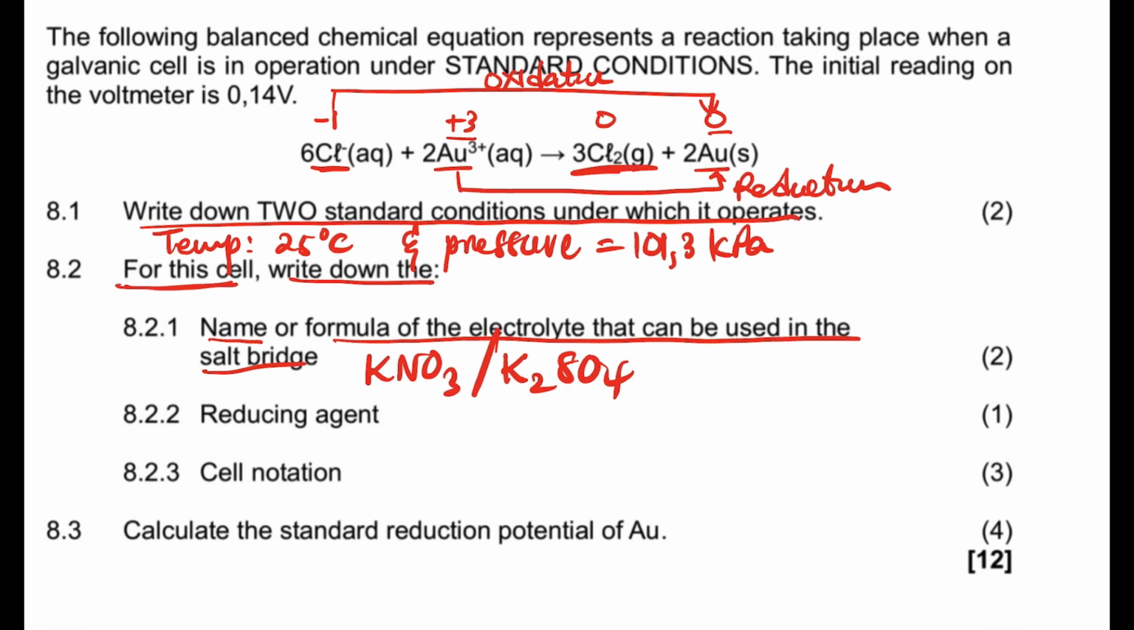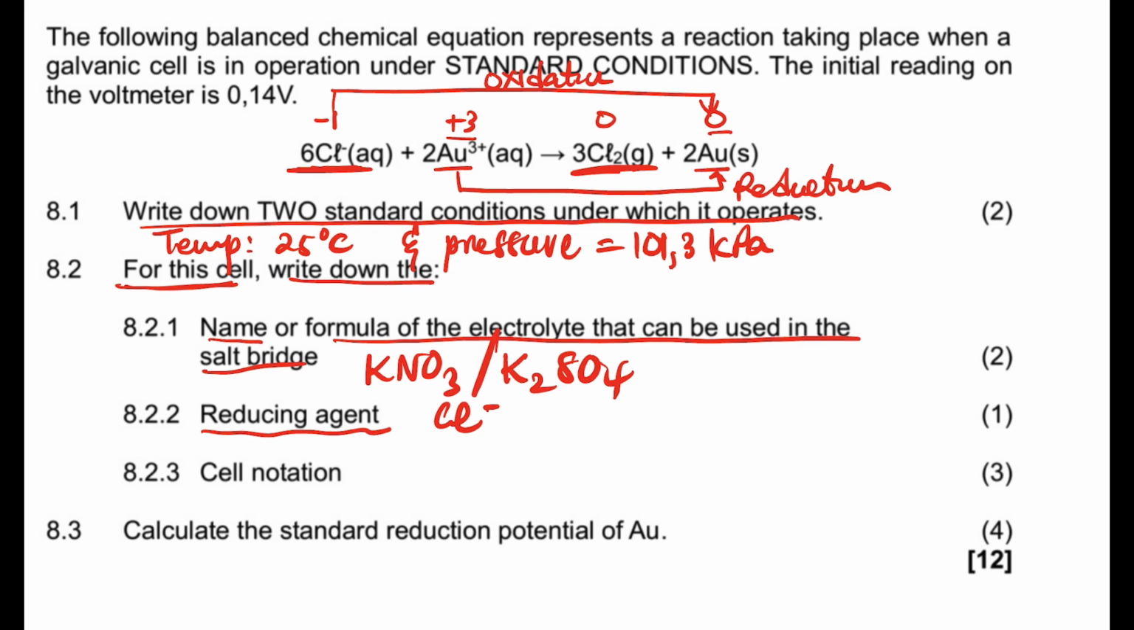All right, it says write down the reducing agent. The reducing agent is the one that oxidizes, which is a what? It's a chloride ion, right? It's a chloride ion. You can write it like that.